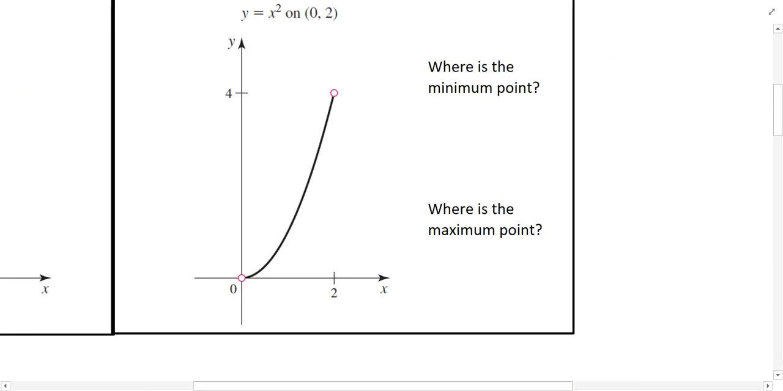And I'm sure you can figure out what's happening here. We have another copy of the same function. This time the boundaries are not included, 0 and 2. So where is the maximum and where is the minimum point? And for the same reasons as discussed before, there is neither a maximum or a minimum point.